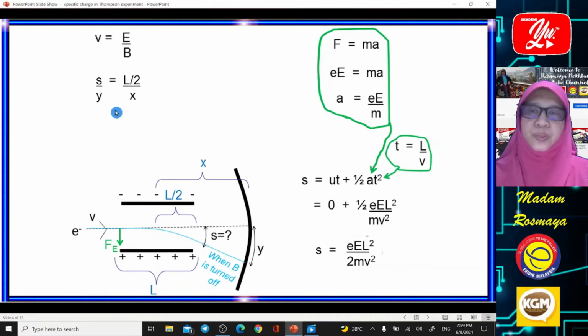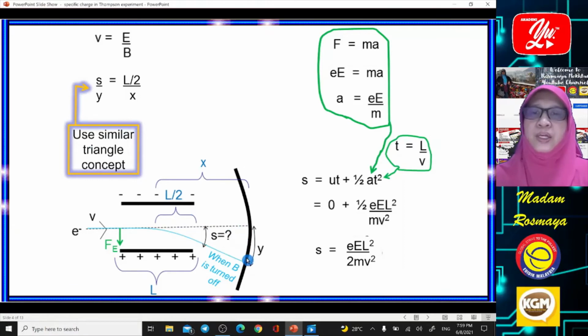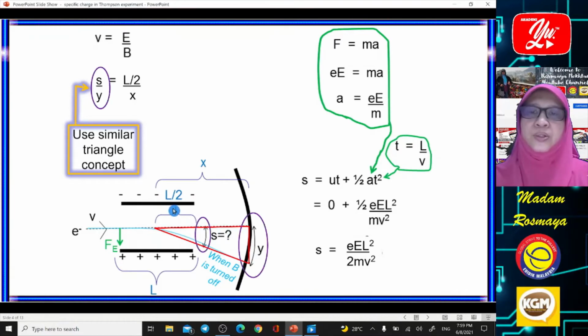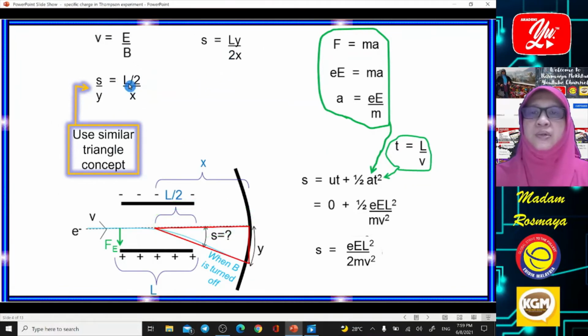From the triangle here, this is assumed as a triangle, so we can use the similar triangle concept. The ratio of s per y is equal to the ratio of L per 2 per x. So we use the similar triangle concept. Next we cross multiply, so you get s equals Ly per 2x. Now we can substitute this s into here.